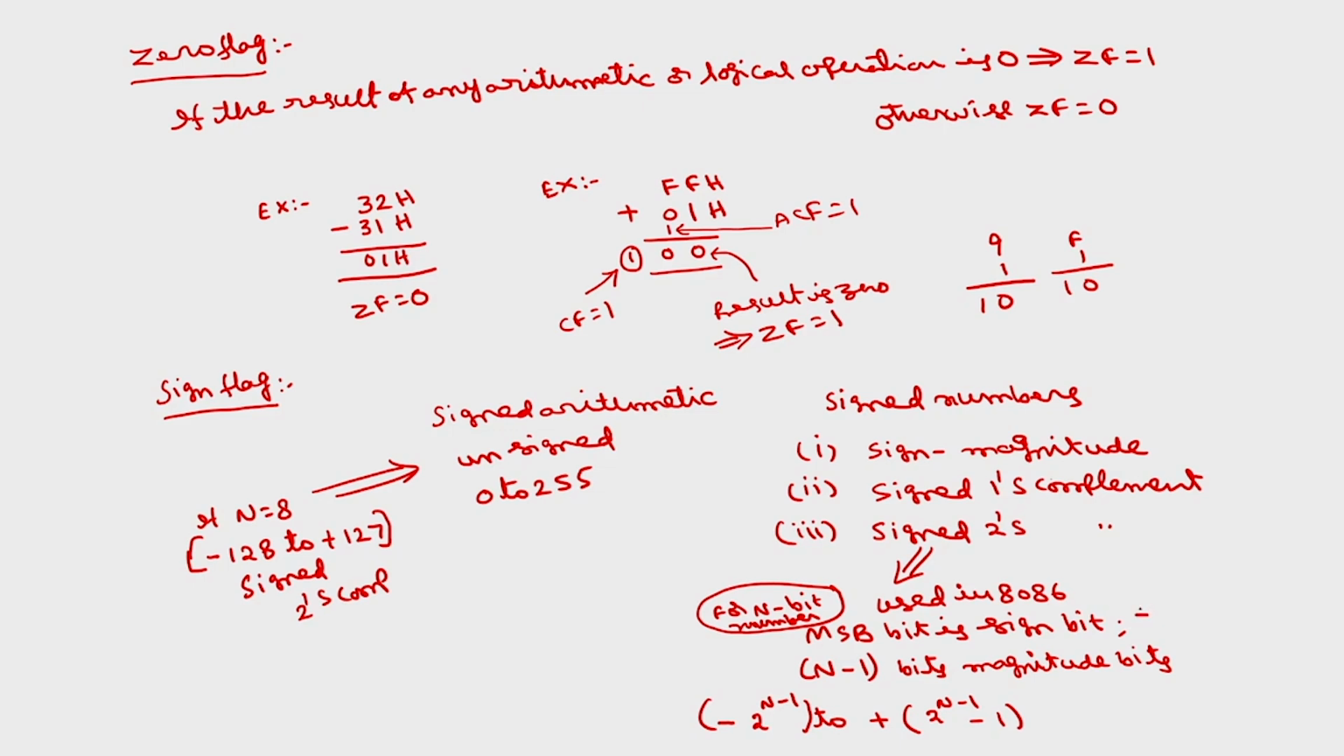For negative numbers, MSB is 1. For positive numbers, MSB is 0. So, this is the range of 8 bit numbers in signed 2's complement representation. Now, here the sign flag: if the result of any arithmetic operation is a negative number, meaning the MSB bit is 1, then the sign flag will be set, otherwise the sign flag is reset.